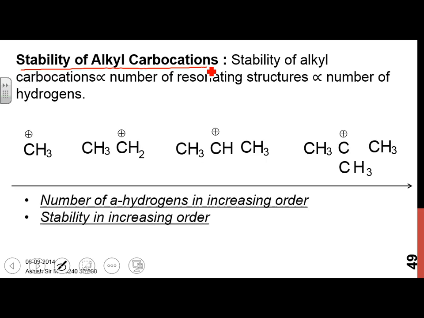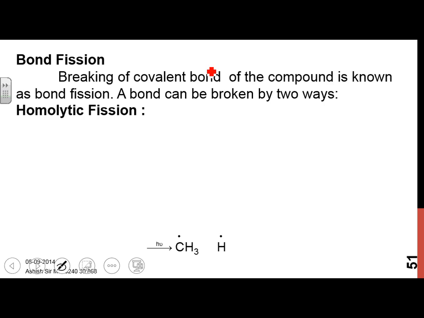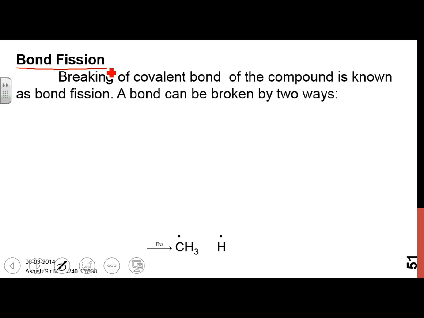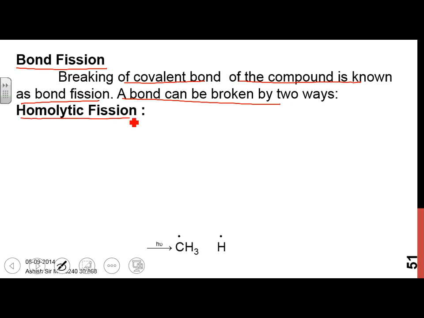Before I explain all this, let me first explain bond fission. We know fission means breaking. In English, we use fission as a synonym of breaking. Suppose a bond is getting broken over here. Breaking of a covalent bond of the compound is known as bond fission. A bond can be broken in 2 ways. One is called homolytic fission and the second is called heterolytic fission.